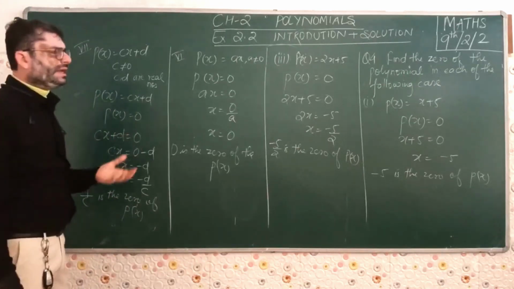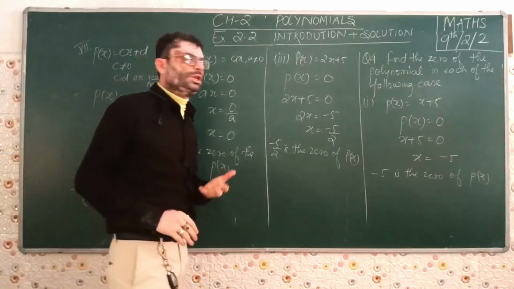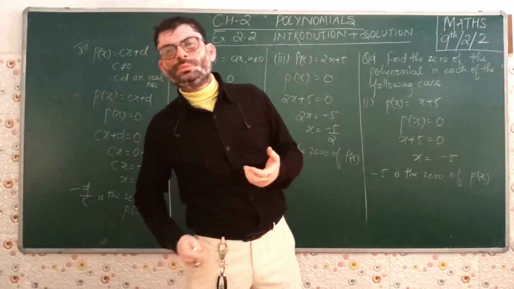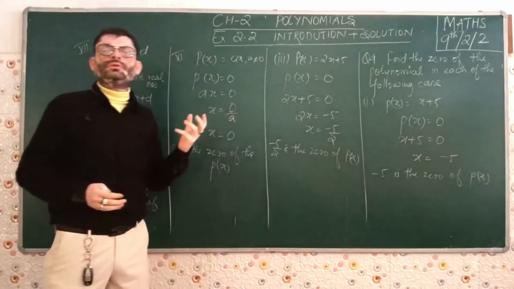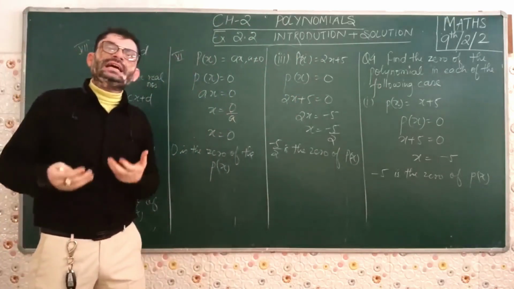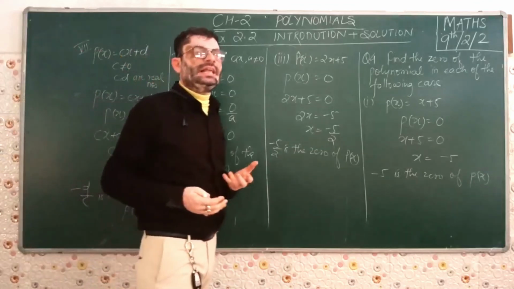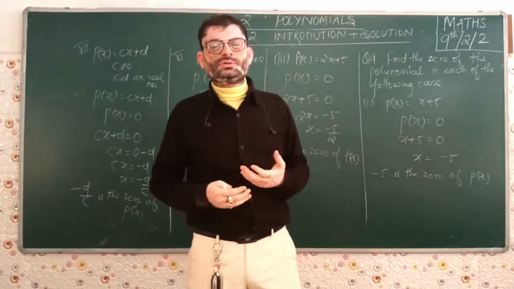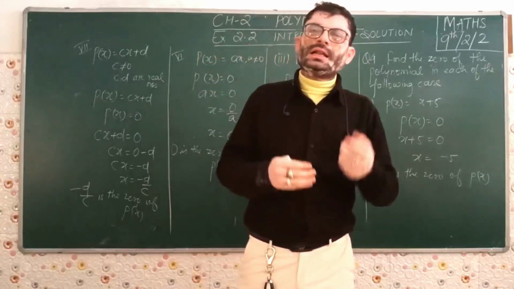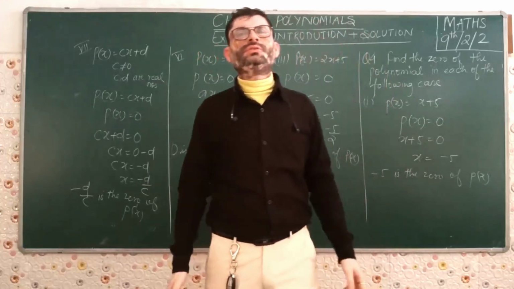So this way we can find the zeros of the polynomial for various types of polynomials. But if you notice here, all such polynomials that were given to you were linear polynomials. That means the degree of the polynomials was 1. So when a polynomial is given to you with degree 1, you can have only 1 zero of that polynomial.